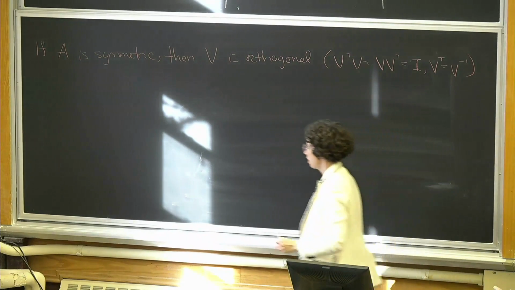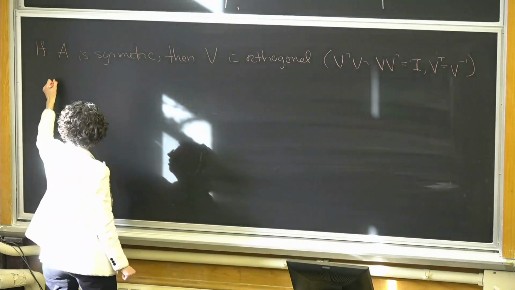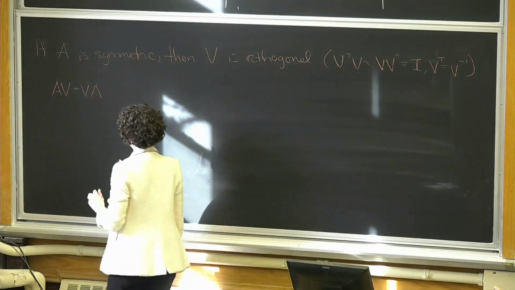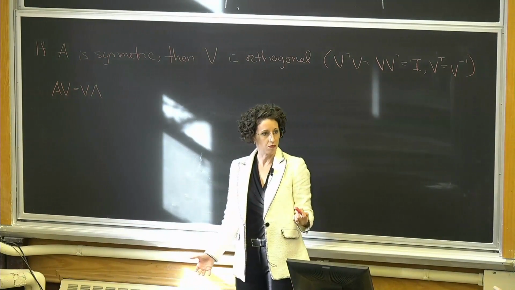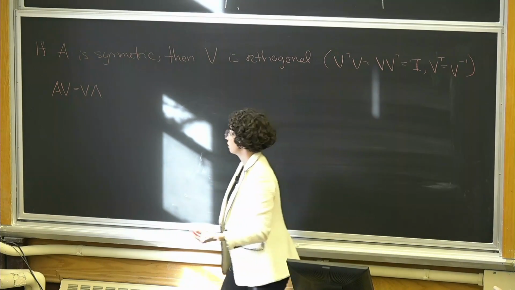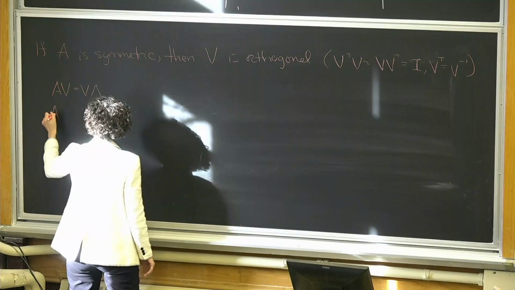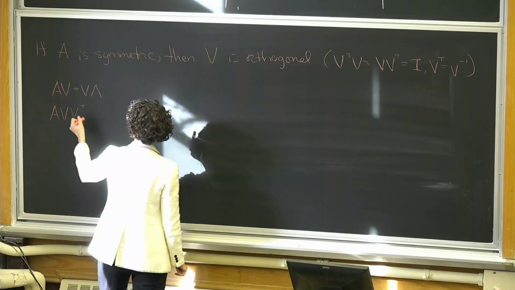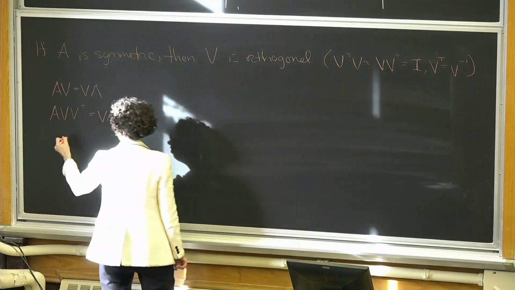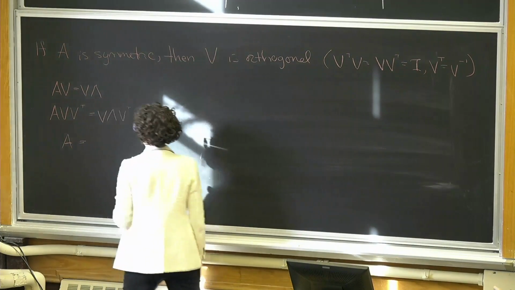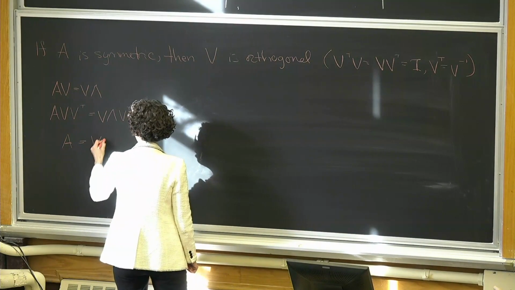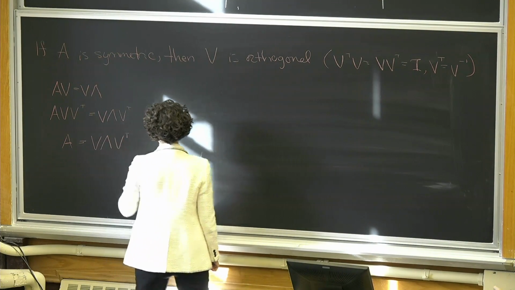And so we can take that expression, A times V is equal to V times lambda, and we can multiply both sides of it on the right by V transpose. And so we get A V V transpose is equal to V lambda V transpose. Or in other words, A, our original matrix, can be written as the product V lambda V transpose.